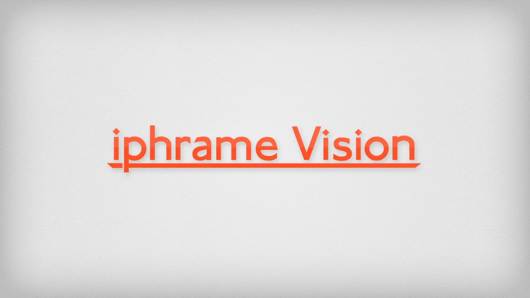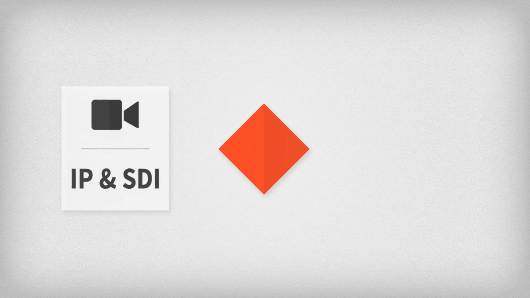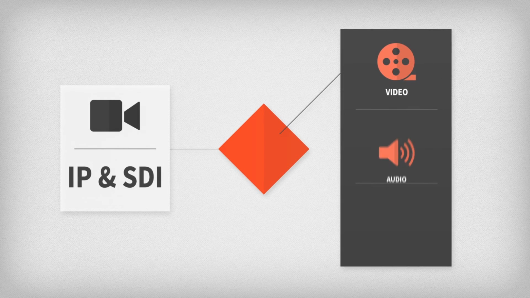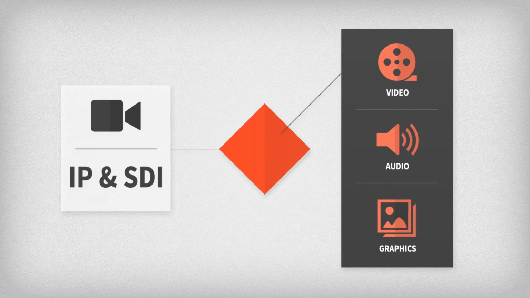iPhone Vision is a real-time production system for companies seeking alternative methods of producing live broadcasts. Working with a combination of IP and SDI sources, iPhone Vision manages video, audio, and graphics centrally, effectively dispensing with much of the equipment and resources traditionally required.